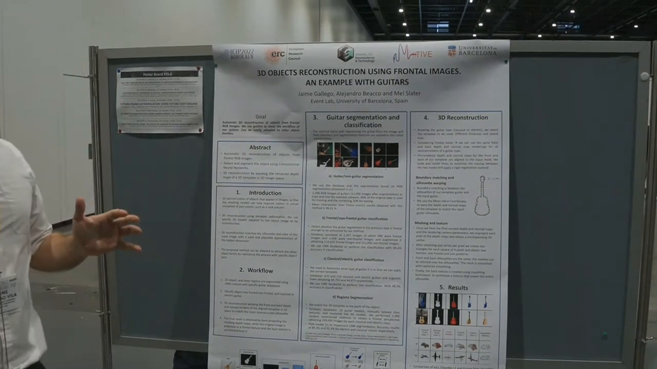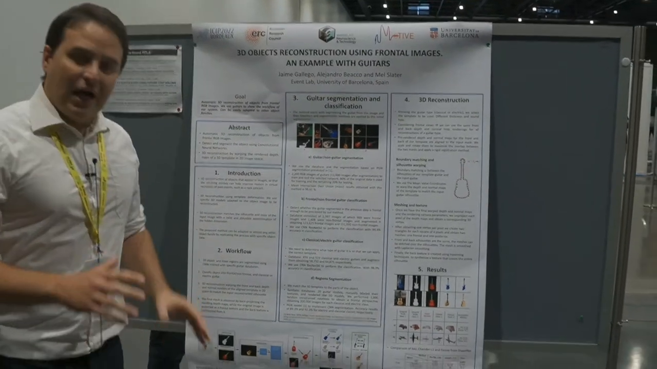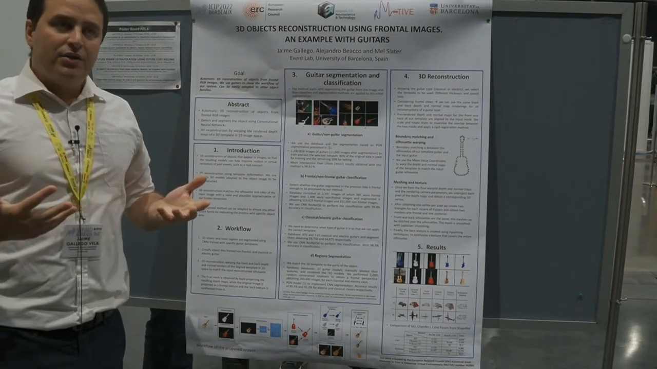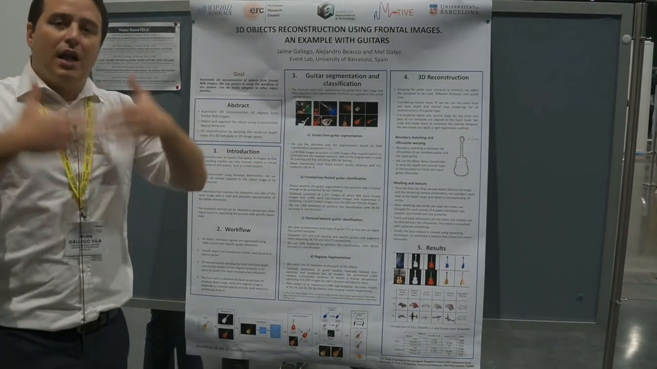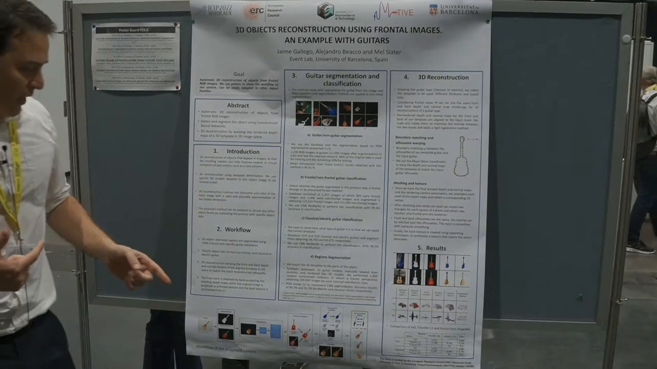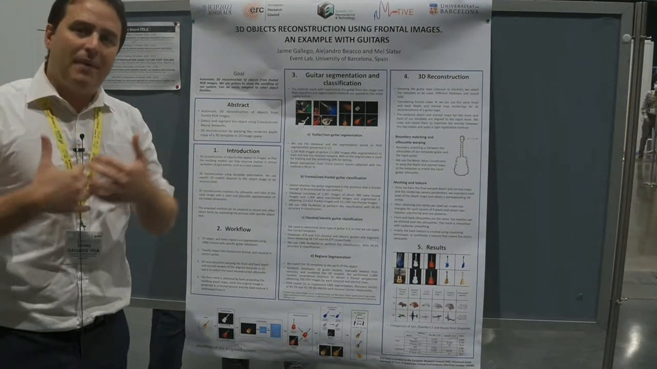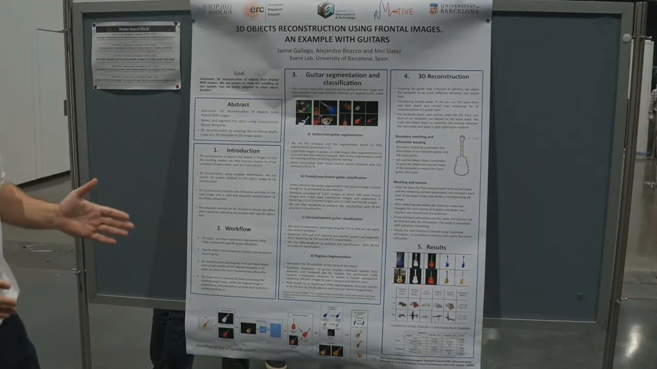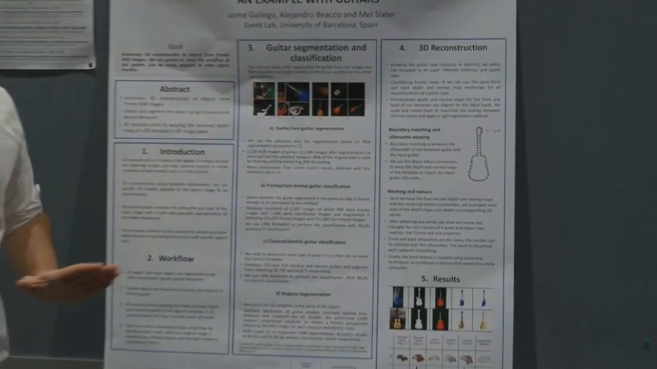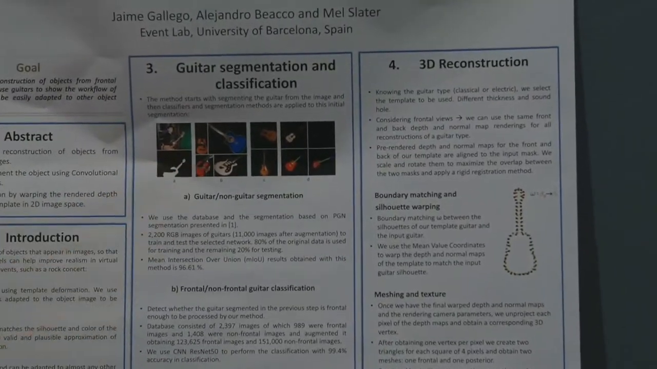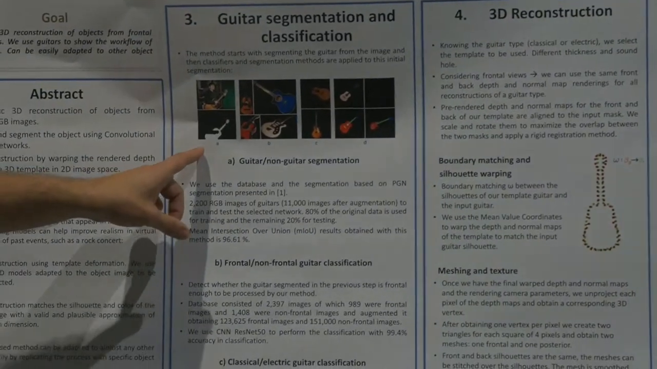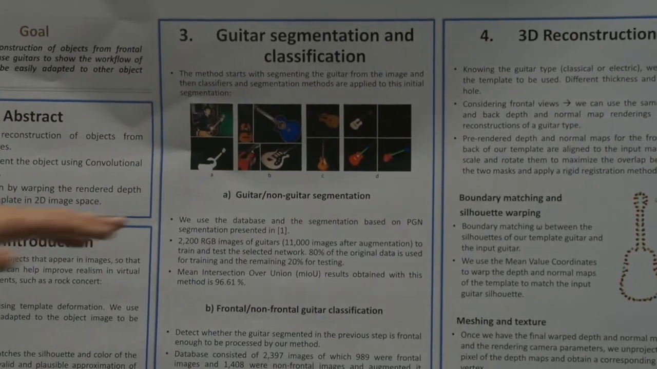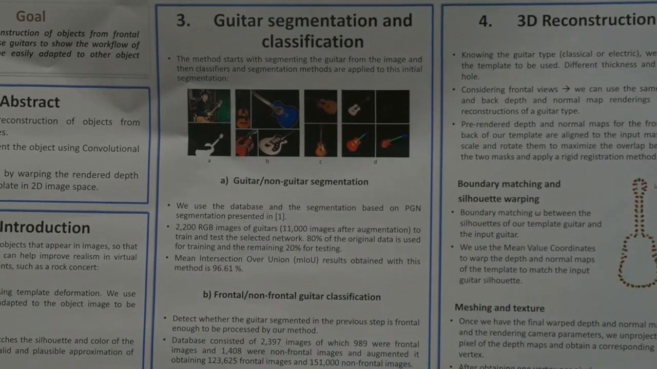What we propose here is, okay, we have a lot of information from 3D templates that you can download from the internet, and why not, by using a frontal image of the object, try to solve the hidden parts of the object by using the information from the templates. So in this way, we have designed first a chain of image processing methods where we first segment, in this case, the guitar. We detect if the guitar is frontal enough to be reconstructed.